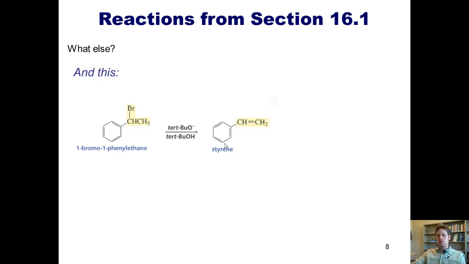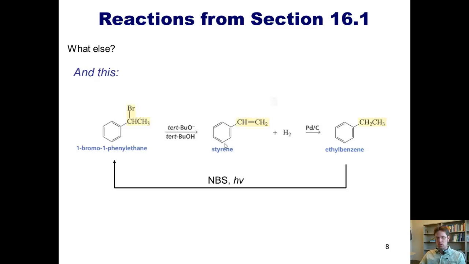One cool thing you can do with styrene is to treat it with hydrogen gas and palladium, which will then reduce it to ethylbenzene. The humorous thing about this slide is that if you were to treat ethylbenzene with NBS and light, you would actually brominate the benzylic carbon and convert ethylbenzene back to our original starting material, 1-bromo-1-phenylethane. Thus, converting 1-bromo-1-phenylethane through this sequence to ethylbenzene in reality would be a stupid waste of time.